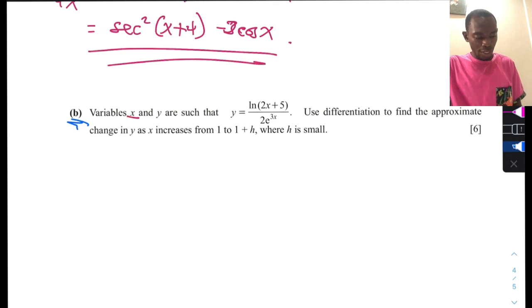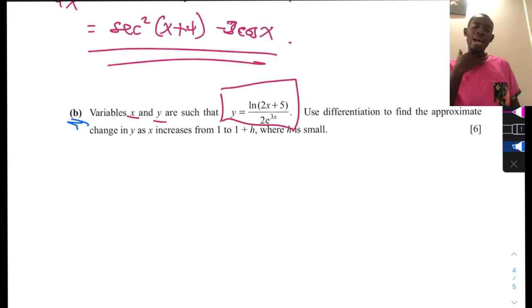The variables x and y are such that this is your y. Use differentiation to find the change. I have a question. Why is it that Cambridge doesn't say use differentiation to find the approximate change in x, as y probably changes from somewhere to somewhere? It's always find the approximate change in y when x changes. If they are predictable, it helps students, right?